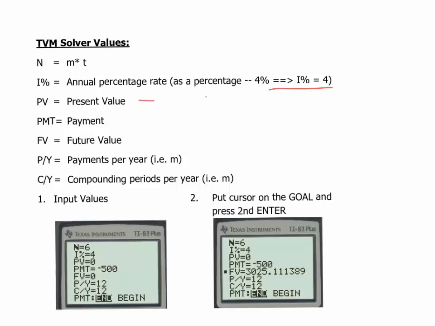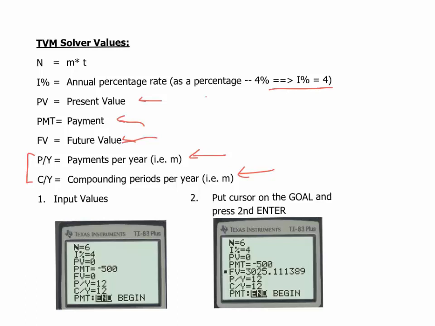Present value is the same thing as we had before. Payment is still that 500. Future value is what we're looking for. Payments per year and compounding periods per year, these are both your M. And you're going to find that if you input one of these, like payments per year, that number is going to be copied down into the compounding per year.